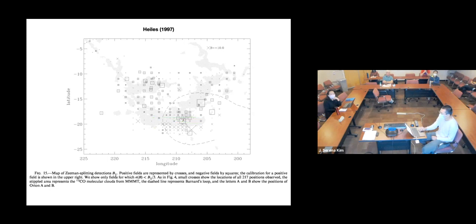So above the Orion A, you see the line of sight field direction to one direction, and then below the Orion A, you see the field direction to the other direction. So basically, the field direction inverted at the cloud, and so that's only the line of sight field.